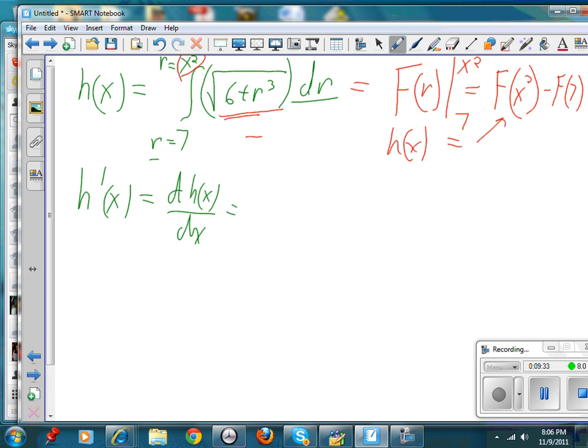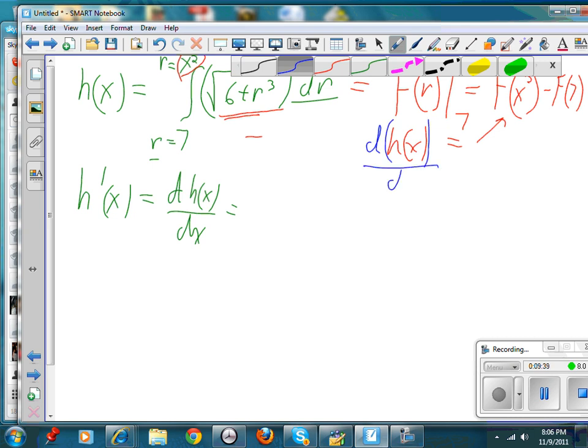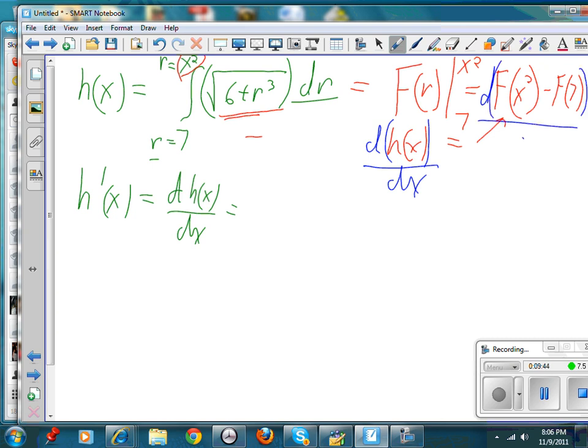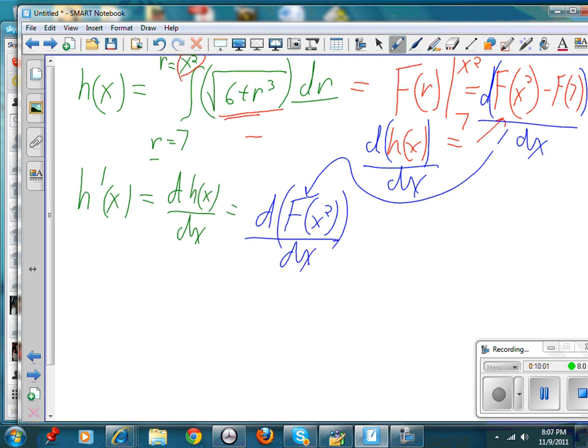Well, now I want to take the derivative of it, right? I want to take the derivative of this, and that would make me take the derivative of that. So that's what I'm doing right down here. Well, let's break that down a little bit more again. That's the derivative of the antiderivative of x squared with respect to x minus the derivative of F of 7 with respect to x. This is just a constant, so the derivative of that is 0.